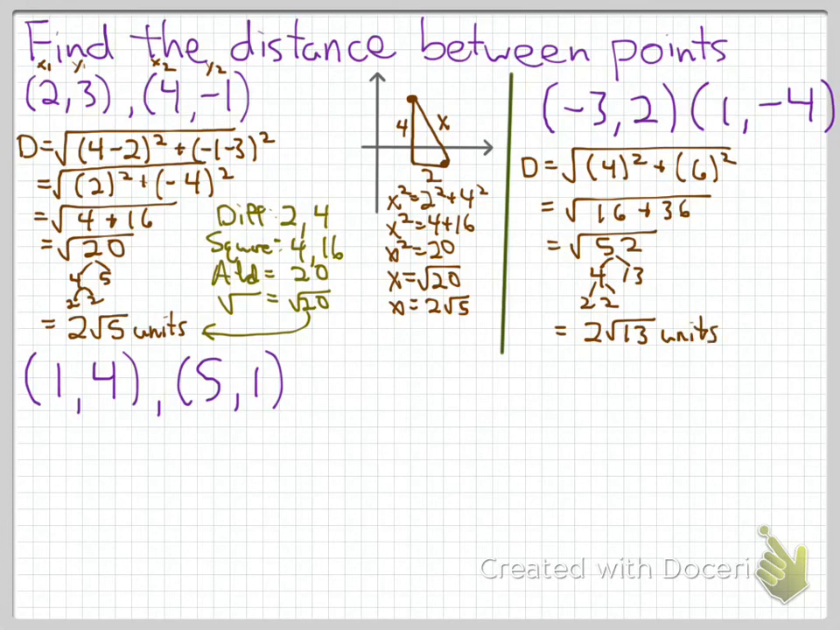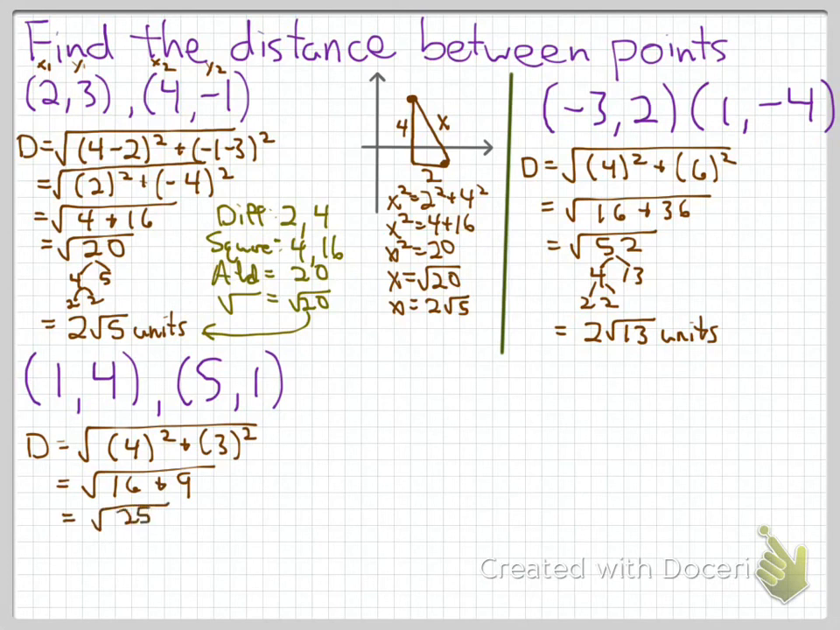If we had to approximate the square root of 52, 49 we know is 7, 64 we know is 8, so we know it's between 7 and 8, probably a little closer to 7. Last one here, my difference on my x's is 4, the difference on my y's is 3. I get 16 and 9 by squaring them, add them together to get 25, and the square root of 25 is 5 units.